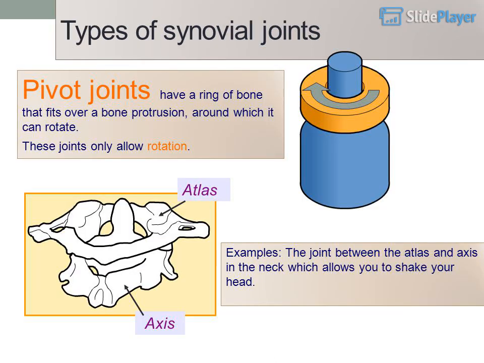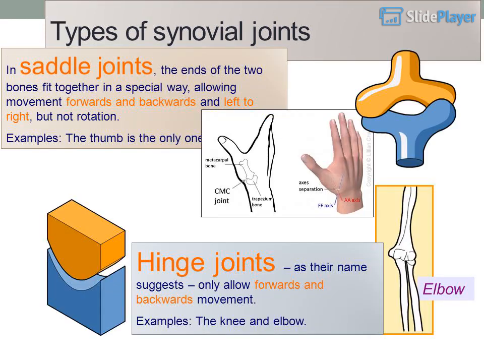Types of synovial joints. Pivot joints have a ring of bone that fits over a bone protrusion, around which it can rotate. These joints only allow rotation. Examples: the joint between the atlas and axis in the neck, which allows you to shake your head.